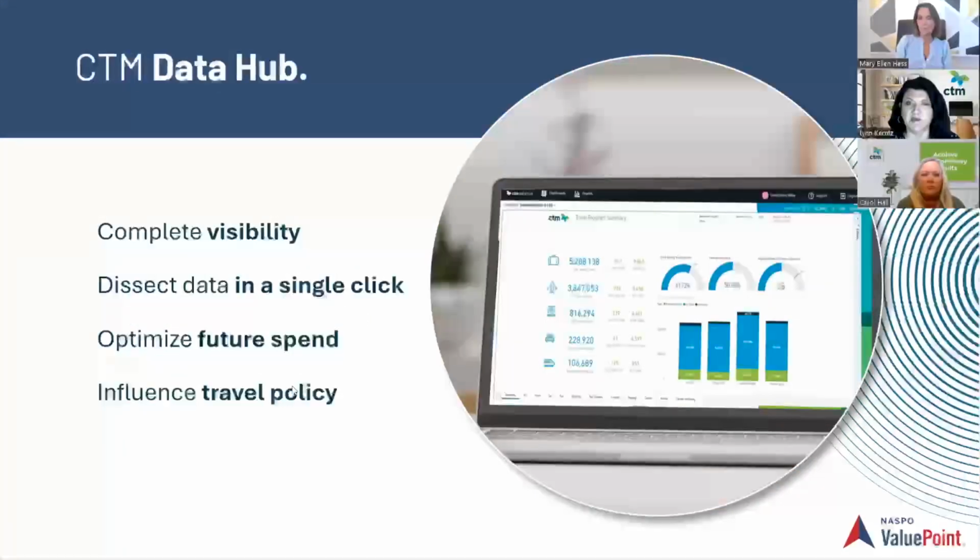And then going into the CTM Data Hub, which Warren also touched on, it's really nice. You've got complete visibility to everything. It's a big thing because you can influence travel policy based on how you have things set up. And you can pull reporting based on what you need versus getting reports sent to you that aren't really valuable. So it's a nice option for that.